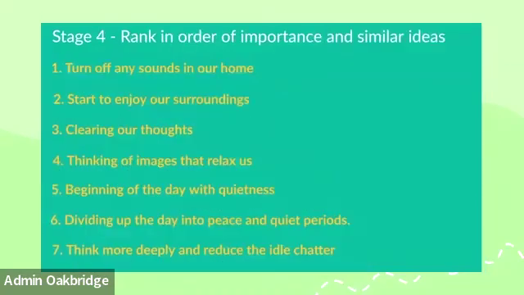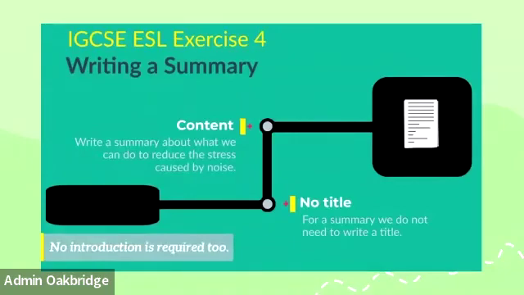And stage 4, you have to rank in order of importance and similar ideas. This is also important. Like I said, it's very important for you to organize your points and arrange them accordingly. So you rearrange your points and then you can start writing already. This is just a sample. You don't have a title for summary. Please remember this, no title is required for summary writing. You can immediately start writing the summary in one paragraph. One paragraph only. You don't have to write 3 paragraphs or 5 paragraphs. Summary writing is always in one paragraph and there's no title for it.